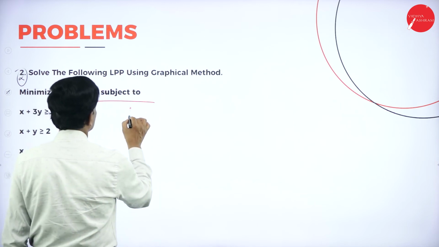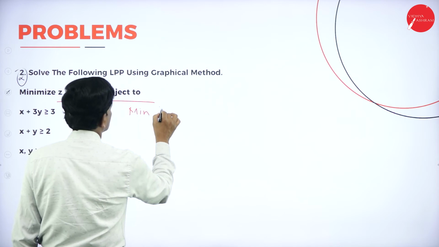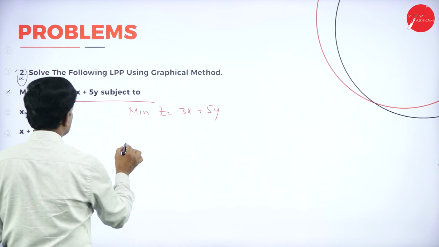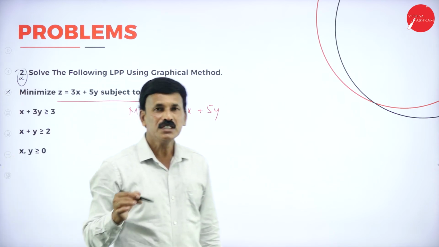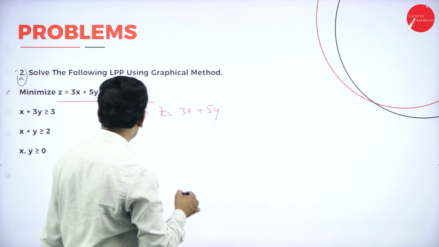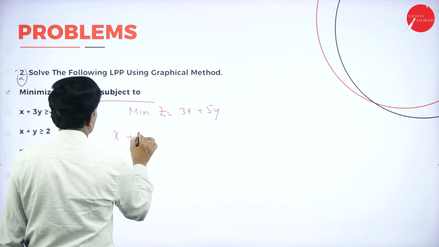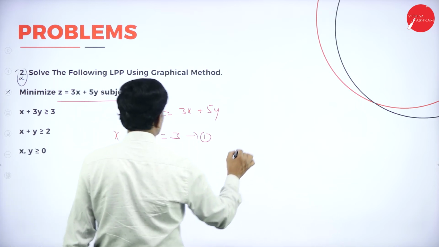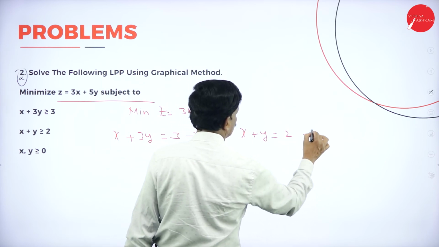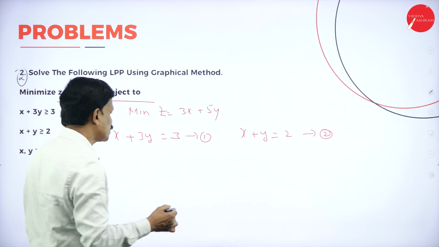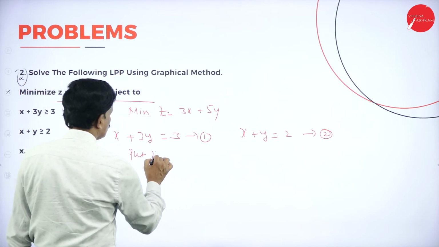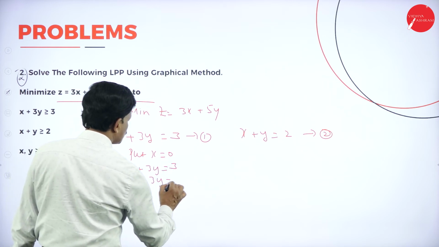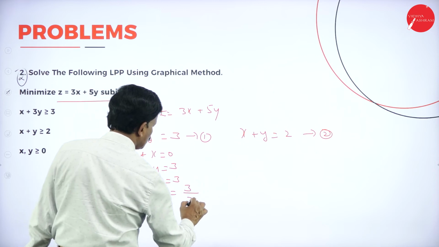The objective function is minimum Z is equal to 3x plus 5y subject to the given constraints. Now writing the given inequalities as equalities, the given equations can be written as x plus 3y is equal to 3, this is equation number 1, and another equation, x plus y is equal to 2, equation number 2. Now find the points: put x is equal to 0, you will get 0 plus 3y is equal to 3, 3y is equal to 3, y is equal to 3 by 3 is equal to 1.